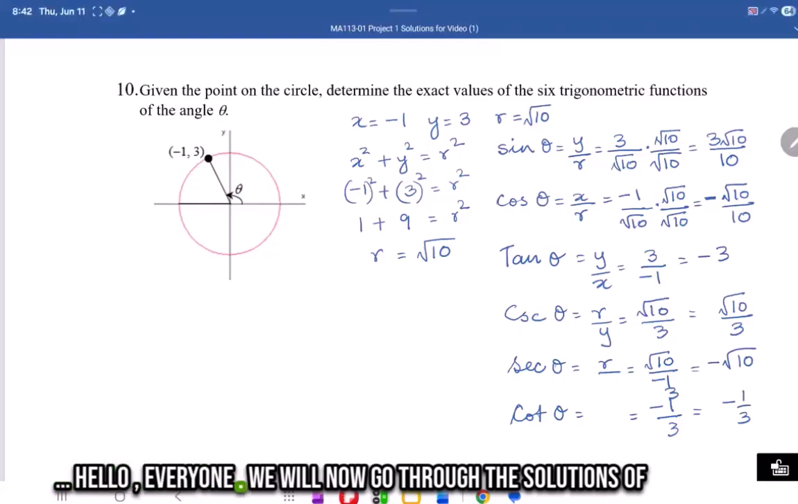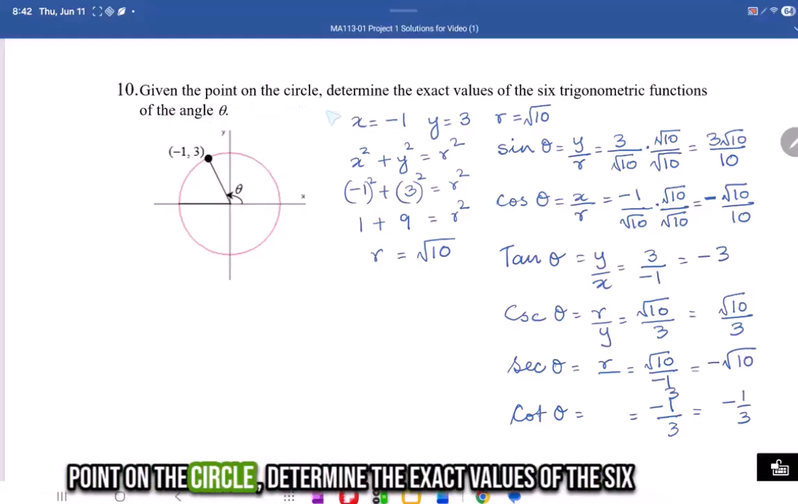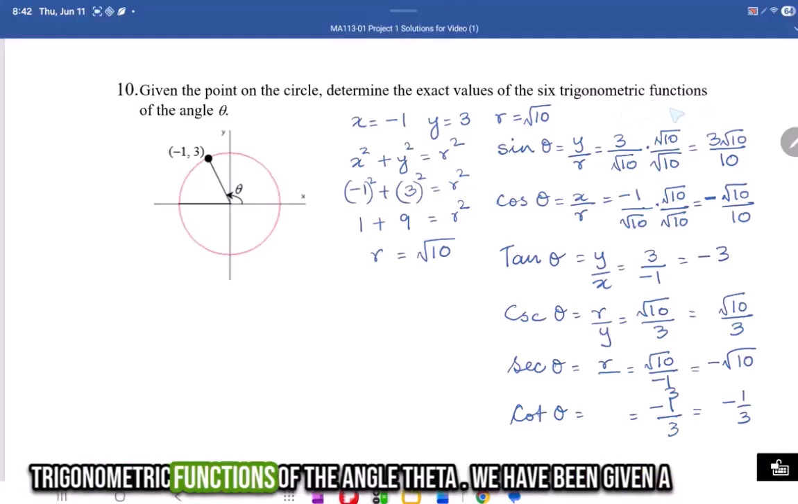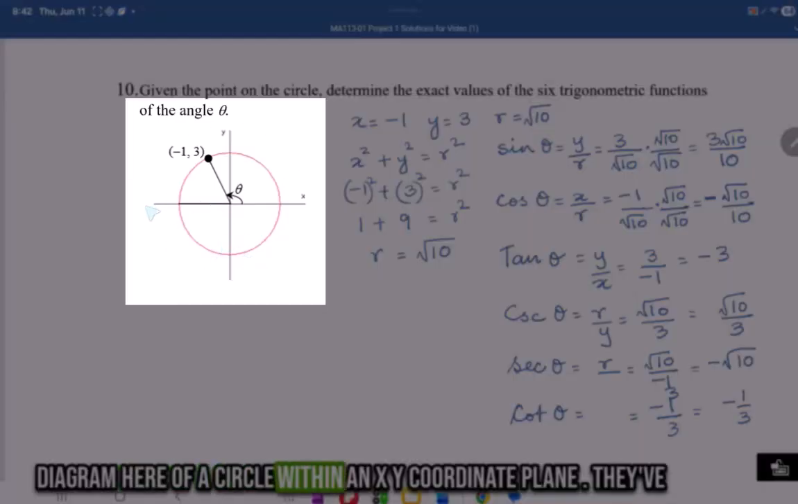Hello everyone. We will now go through the solutions of question number 10 on project 1. The question says, given the point on the circle, determine the exact values of the 6 trigonometric functions of the angle theta. We have been given a diagram here of a circle within an xy coordinate plane.